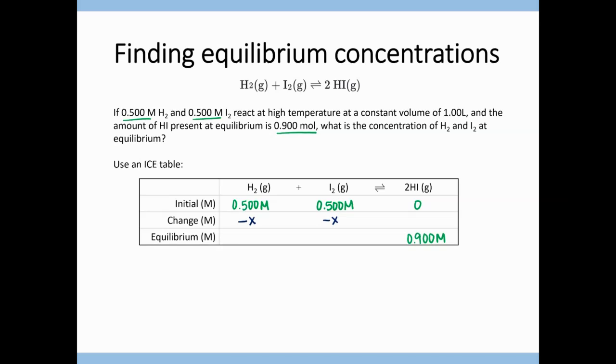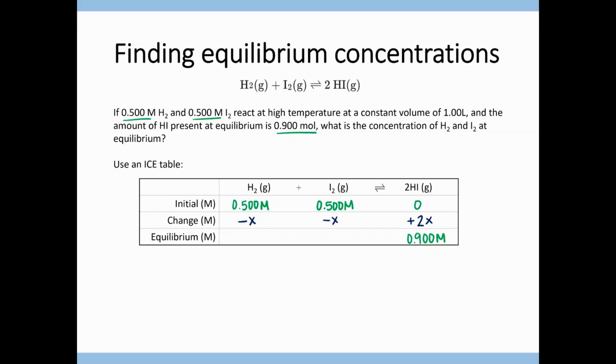And then HI is produced. For every 1 mole of H2, 2 moles of HI are produced. These are the coefficients in the balanced reaction. So the change for HI, we're increasing the amount, so it'll be positive, and then with the coefficient of 2, we have plus 2x for the change for HI. So for every mole of I2 used up, we have 2 moles of HI produced, or for every mole of H2 used up, 2 moles of HI produced.